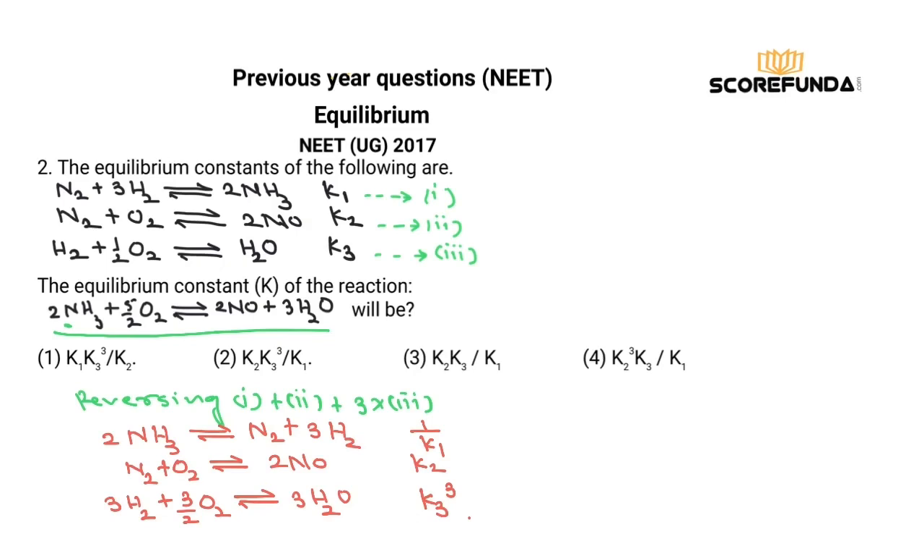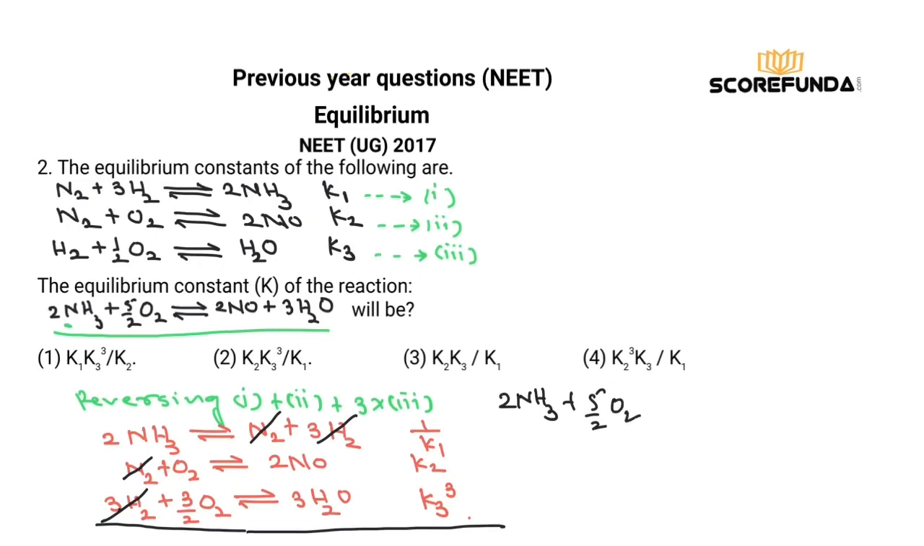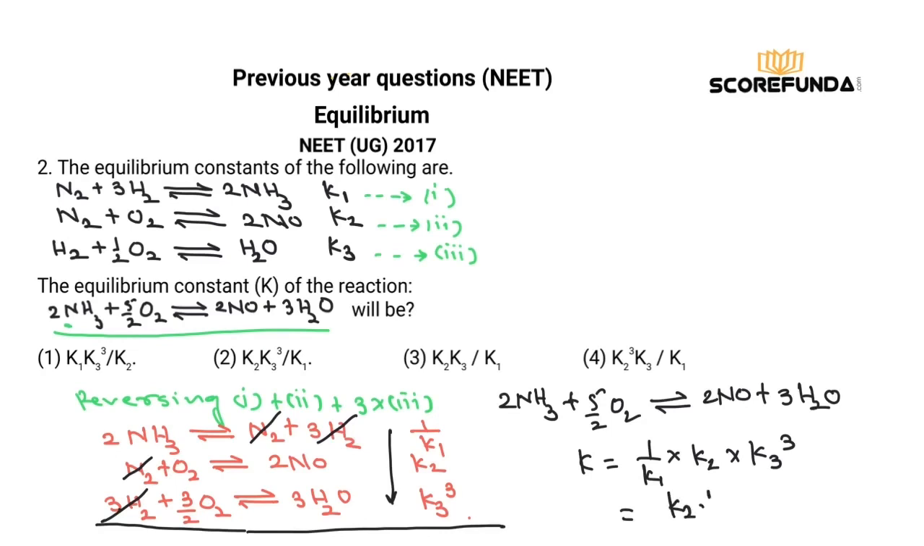अब अगर suppose हम तीनों को add करते हैं तो हमें मिलेगा twice NH3. N2 cancel हो जाएगा, H2 cancel हो जाएगा, plus O2 plus 3/2 O2 is 5/2 O2 gives twice NO plus thrice H2O. और इसका equilibrium constant K will be equals to, क्योंकि we are adding, there will be a multiplication. So 1 by K1 into K2 into K3 cube. So your answer should be K2 into K3 cube by K1.